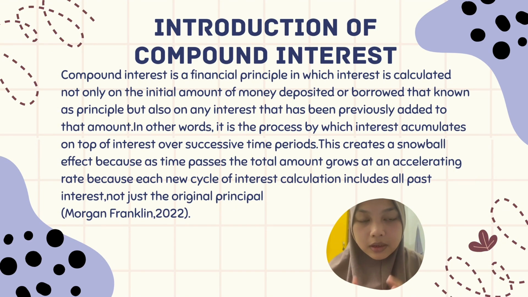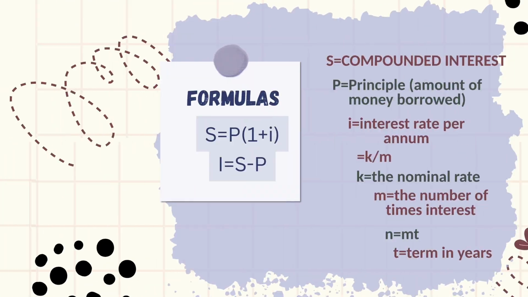Compound interest is a financial principle where interest is calculated not only on the original principal but also on previously accumulated interest. This causes interest to grow on top of interest over time, creating a snowball effect in which the total amount increases at an accelerating rate. The one who said it is Morgan Franklin in 2022.